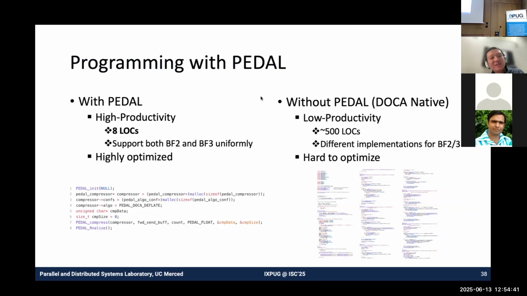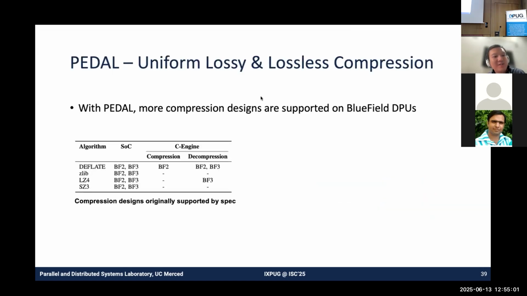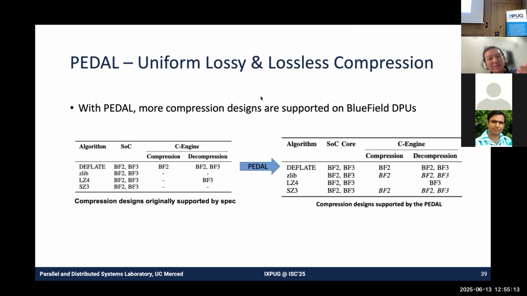This is the comparison. If you use Pedal, you need 8 lines of code. You can implement highly optimized compression in your code. But if you use DOCA, you need 500 lines of code to design what I discussed in the previous slides, and it is also hard to optimize. Not only that, if you look at DOCA, it only supports limited compression operations or compressors. With us, we can support 7 different combinations, including lossy and lossless compressors, just using the same API.